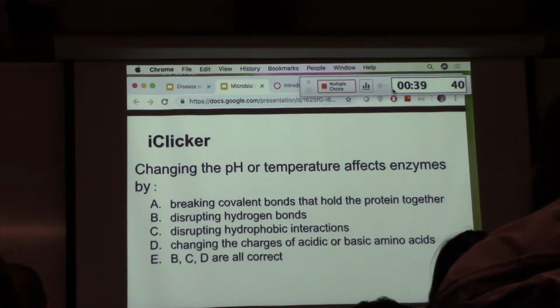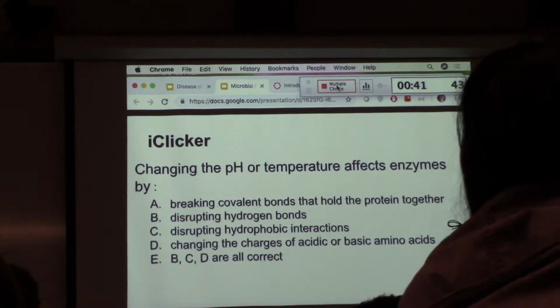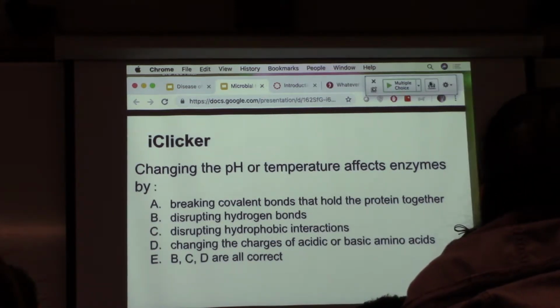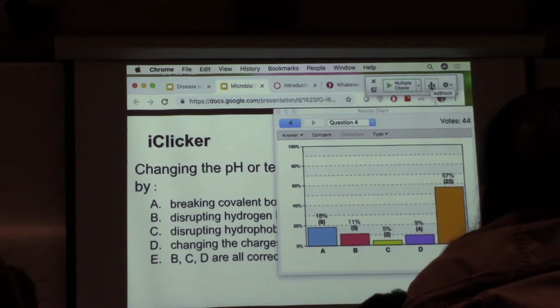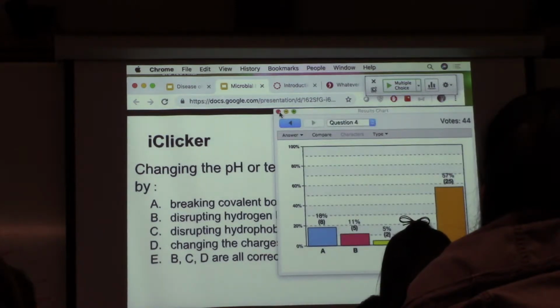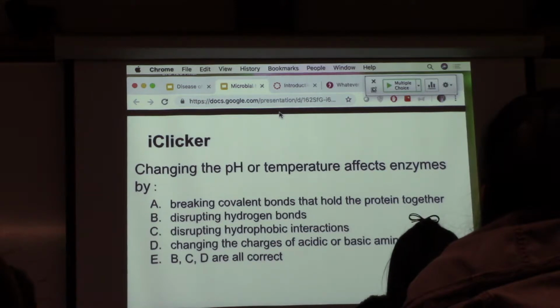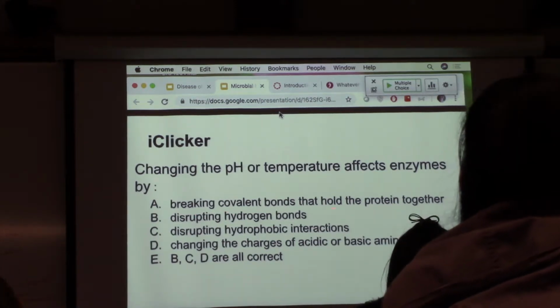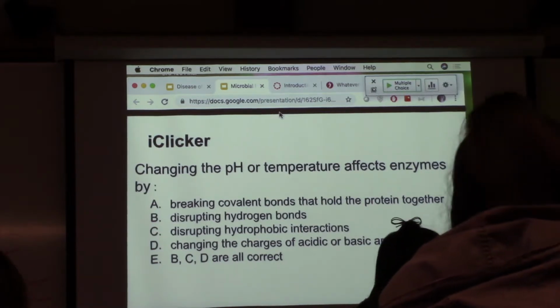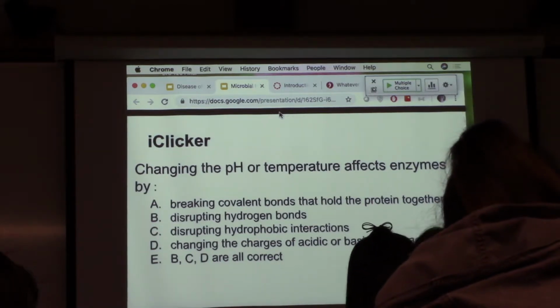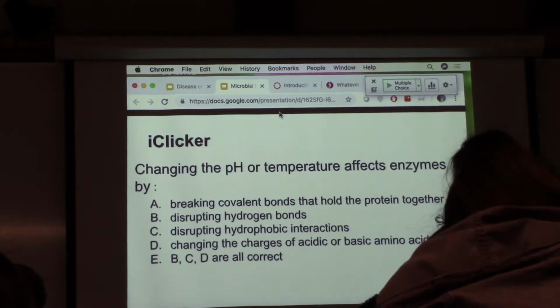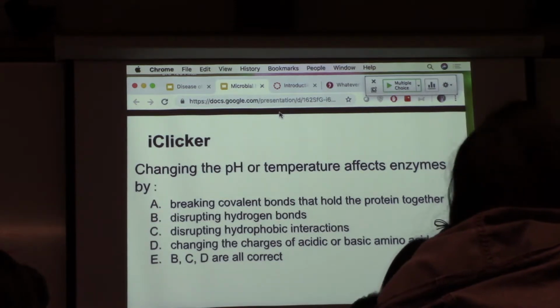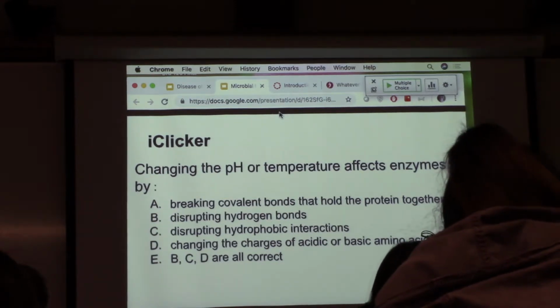All right, last chance to click in. All right, so most of you saying B, or just saying E, and I agree. So it won't break the covalent bonds because typically those are the peptide bonds. There are some disulfide bridges, but those won't be broken by just a change in pH or a change in temperature.